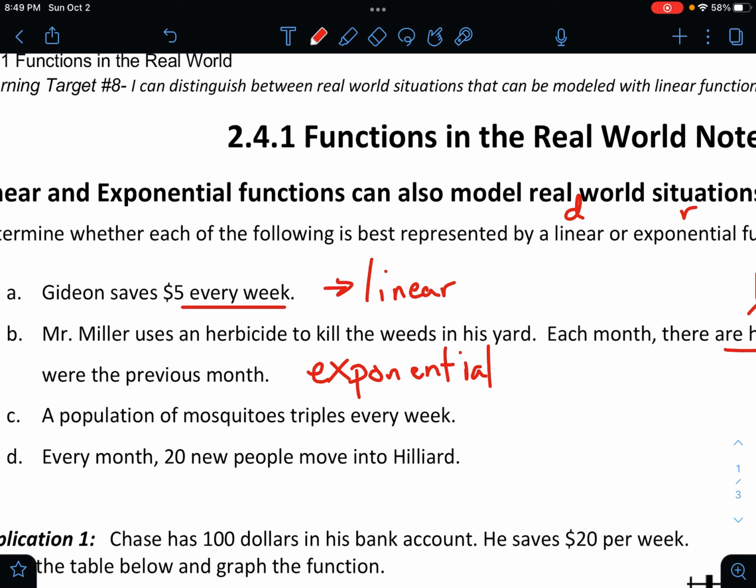A population of mosquitoes triples every week. So is it adding 3? No, it's multiplying by 3, so this would be exponential. Every month, 20 new people move into Hilliard, meaning we're adding 20 people into Hilliard, so this would be linear.